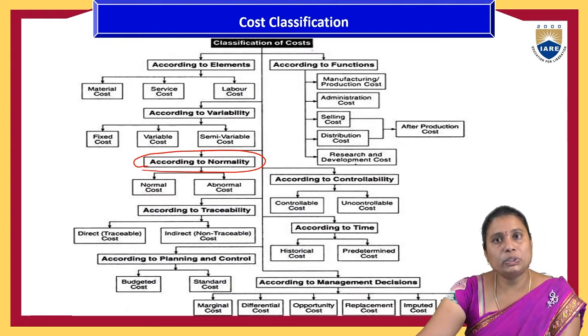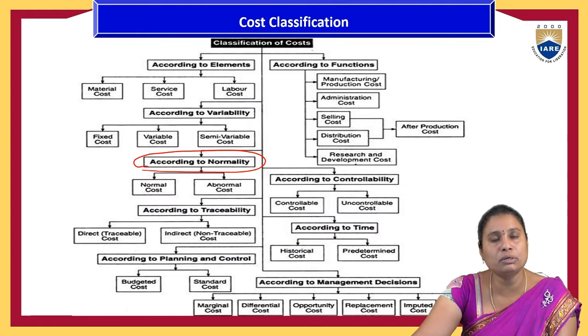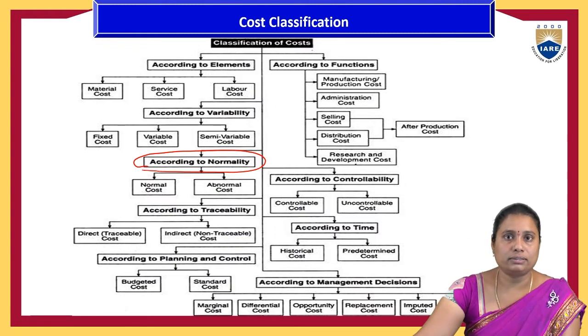So according to normality, there may be normal cost and abnormal cost, which means the costs which are spent as per the planning, or if abnormally or unexpectedly, uncertainly, they have to pay any expenditures, then that will be called abnormal cost.